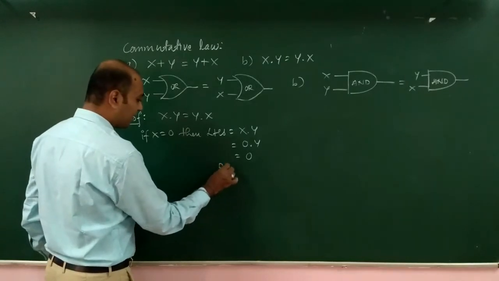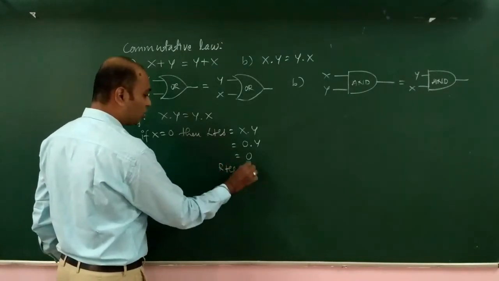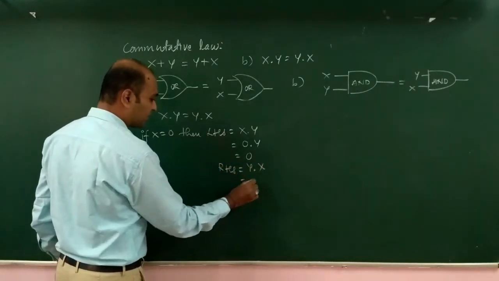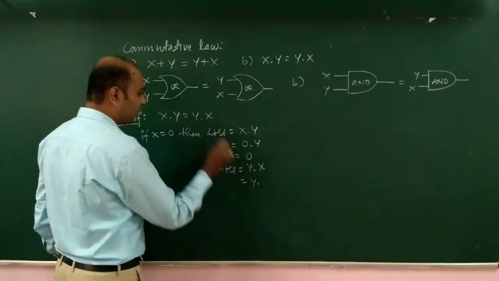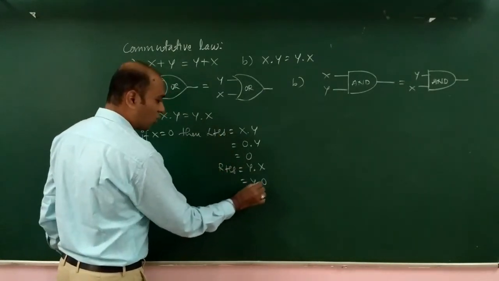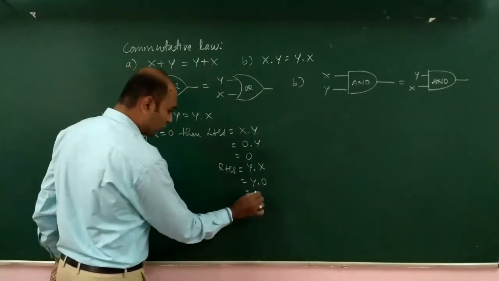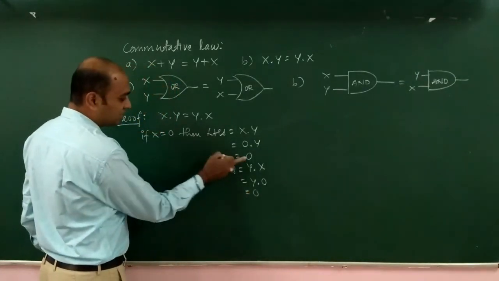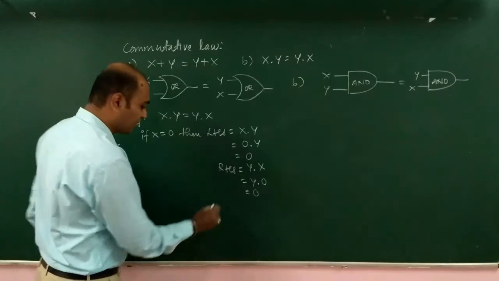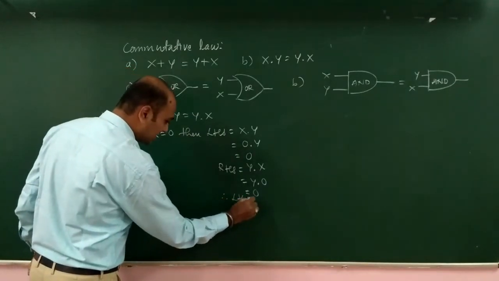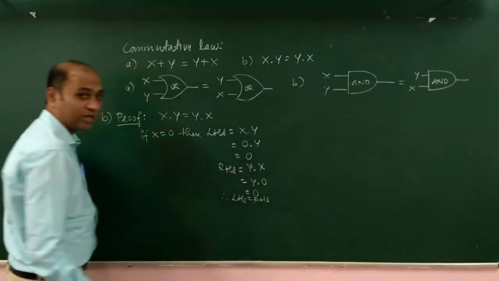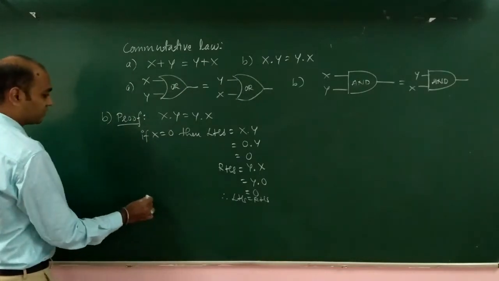Right? Next we will take RHS. So RHS is equal to what? y and x. So here y and x is what? x is 0. So y into 0 gives me what? 0 only. So LHS is also 0, RHS is also 0. So therefore we can say LHS is equal to RHS. So hence the proof. Now let us substitute.